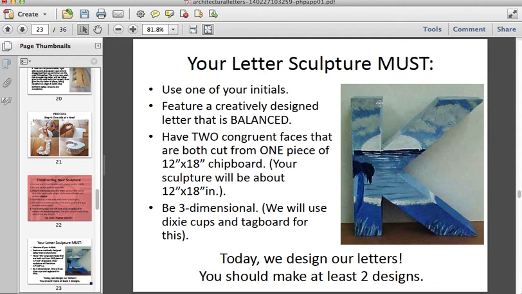Again, your sculpture must have some creativity in your design. You're going to bring some elements of your personality out on your letter once you finish it. It also is a requirement that your letter be able to stand on its own.